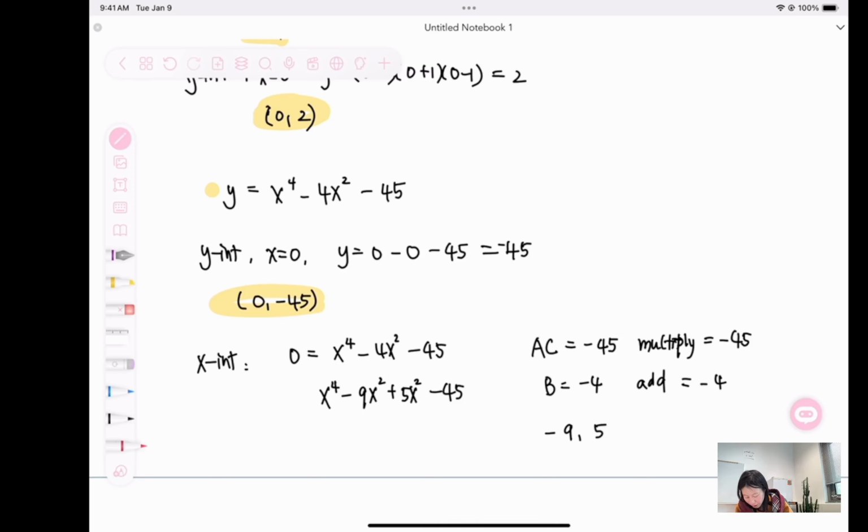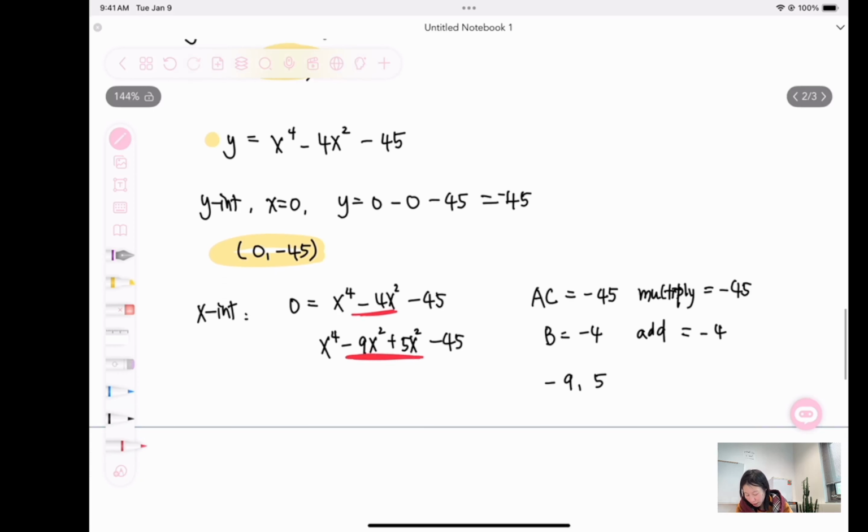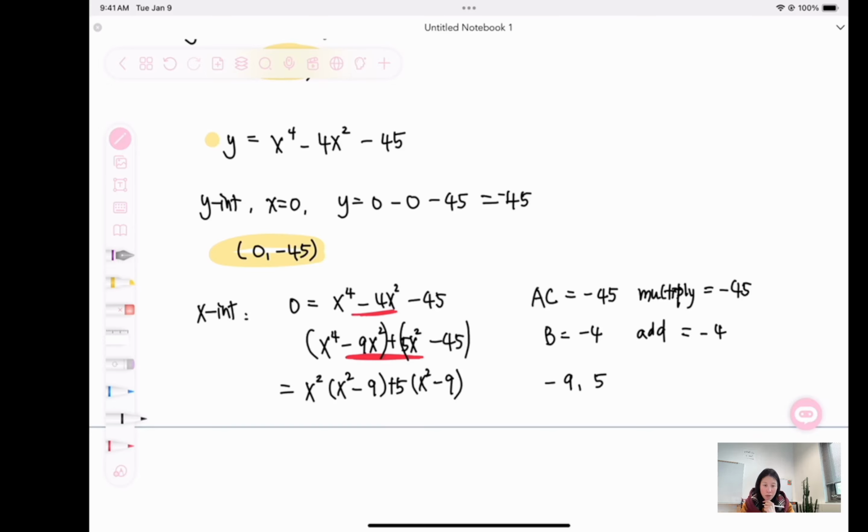When I break this part and combine them back, merging the like terms, they still equal negative 4x squared. Okay, then we group it: first group, second group. For the first group, the common factor is x squared, so I have x squared times x squared minus 9. For the second group, the common factor is 5, so it's 5 times x squared minus 9. Then you can see what they have in common: x squared minus 9. So we factor this part out, and we have x squared minus 9 times x squared plus 5, and this thing equals 0.